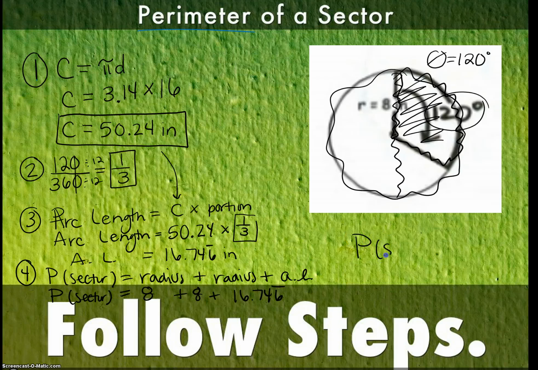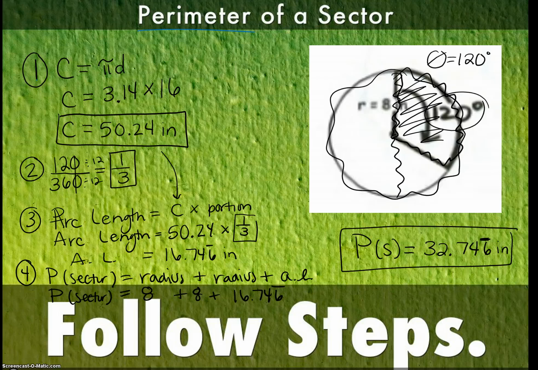And the perimeter of my sector, or P of S, is going to be 32.746 forever. Perimeter, label, just units, so inches. This is my final answer.